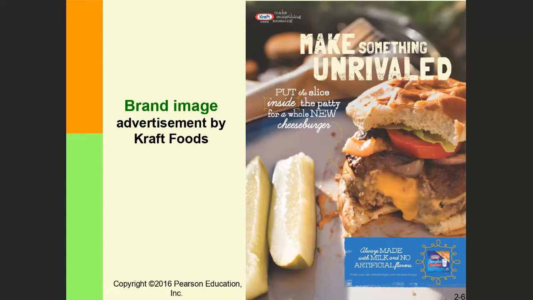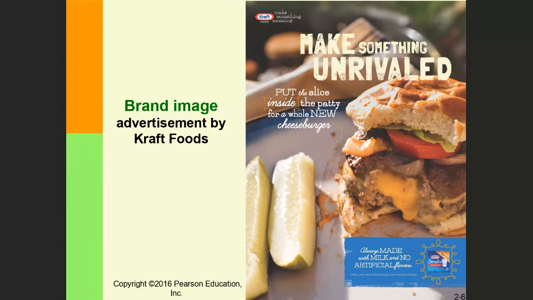By the way, Kraft doesn't use artificial flavors in their cheese. Kraft is one of the leading dairy companies in the world. Kraft bought Cadbury some 10 or 15 years ago. Cadbury is a huge company as well. Kraft acquired Cadbury. This is how huge this conglomerate is. Kraft is a huge company, with a very, very positive and strong brand image in the market.